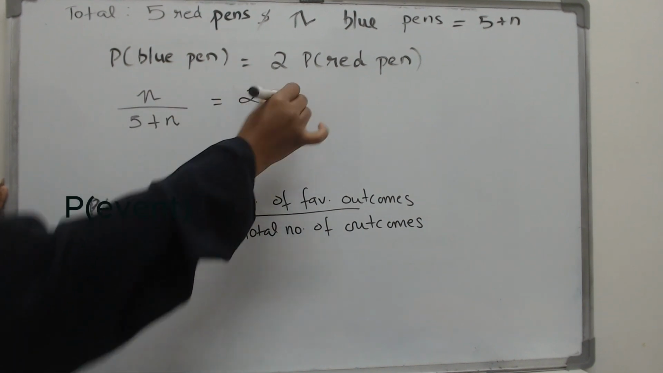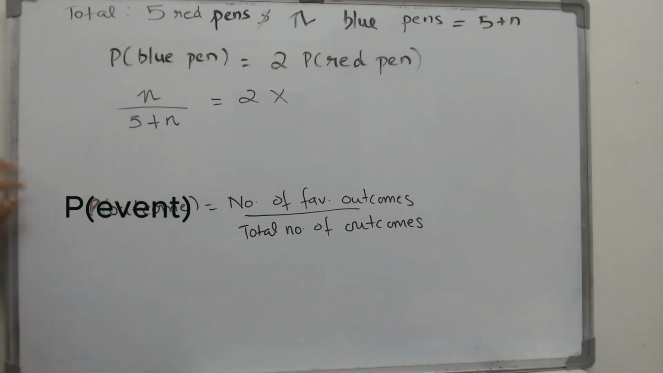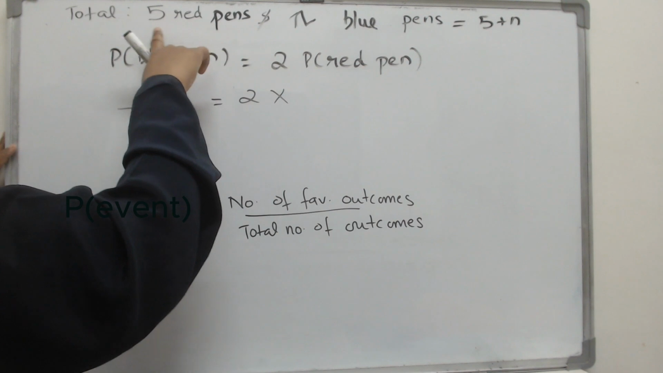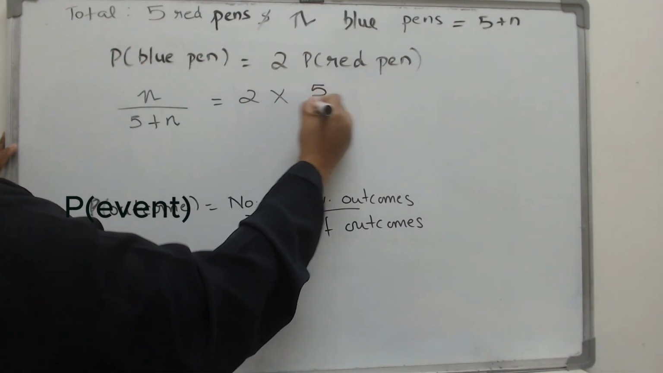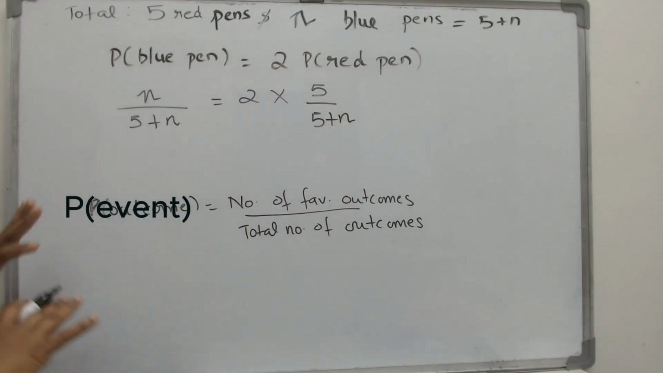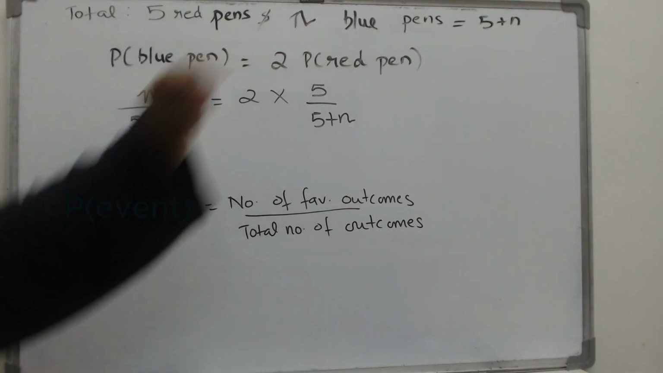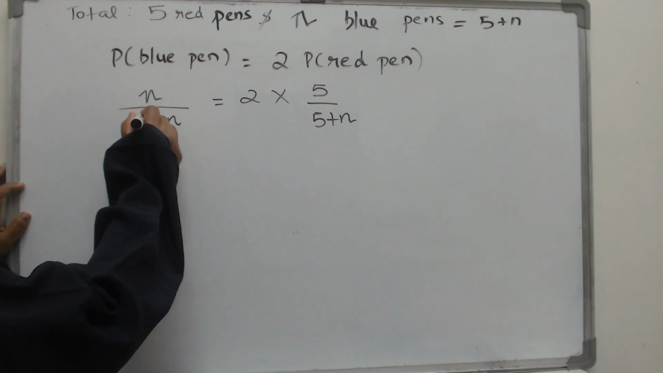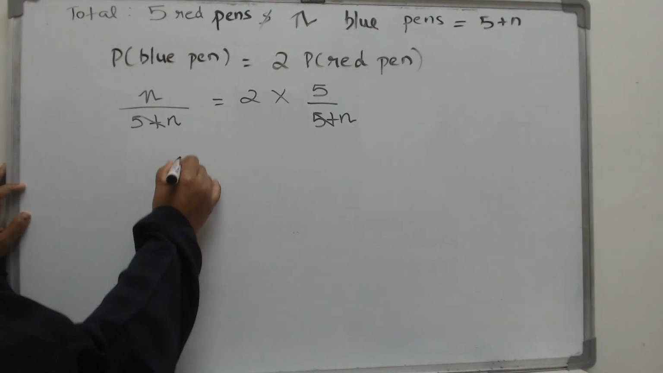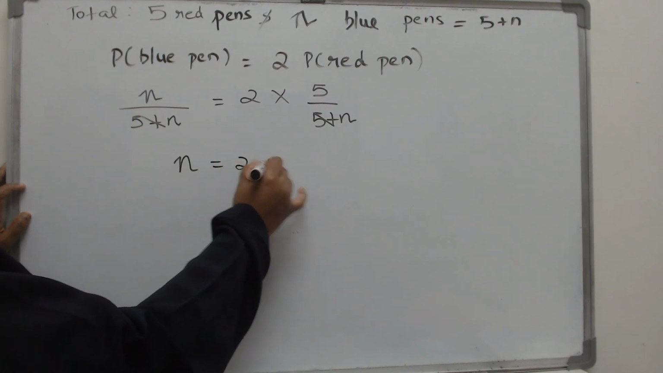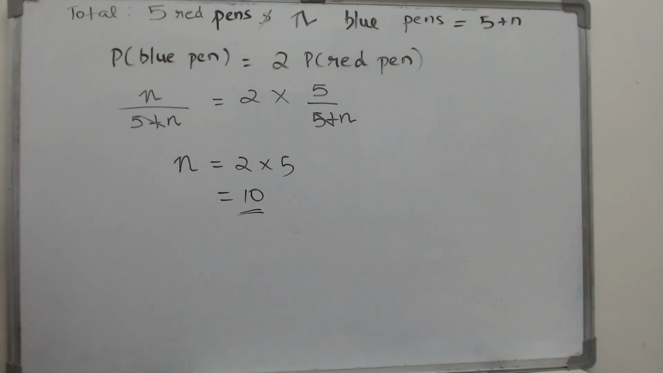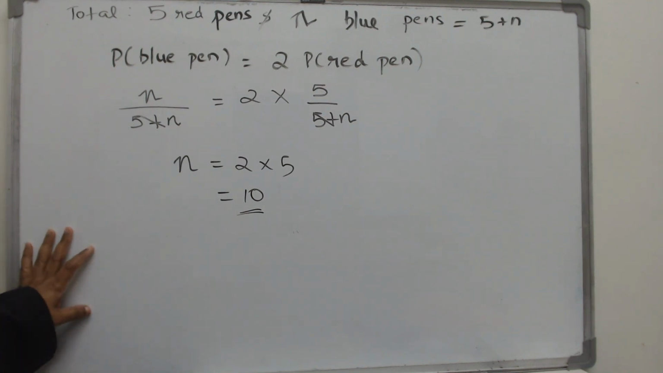What about this side? Apply the same formula. What is the number of favorable outcomes for picking a red pen? 5 red pens. So 5 here, same denominator. Total number of outcomes. The total way that this can happen is 5 plus n. Now like terms on both denominators, equating the numerators, you get what? N is equal to 10. There are 10 blue pens, but then we already know that answer, don't we?